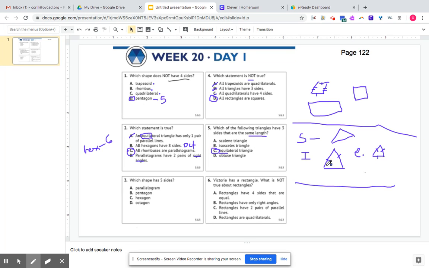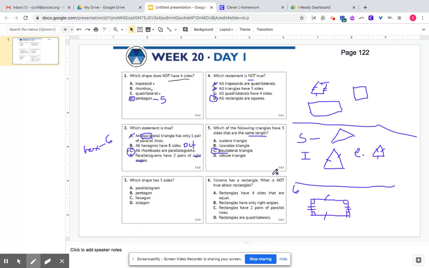Okay, number 6. Number 6 says Victoria has a rectangle. What is not true about rectangles? Well, remember, rectangles are shapes that have 2 pair of parallel sides. So that's parallel to that. That side is parallel to this side. And there are 4 right angles in a rectangle. So this side is parallel to this side. This side is parallel to that side. So that's helping us just think about properties of a rectangle before we start reading the 4 statements.